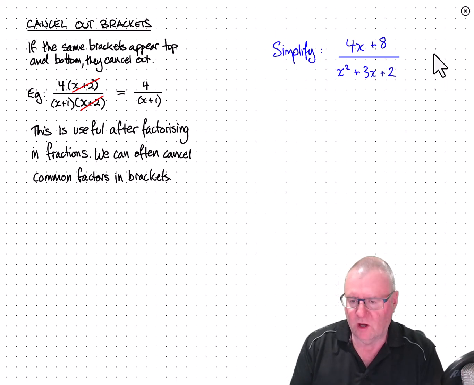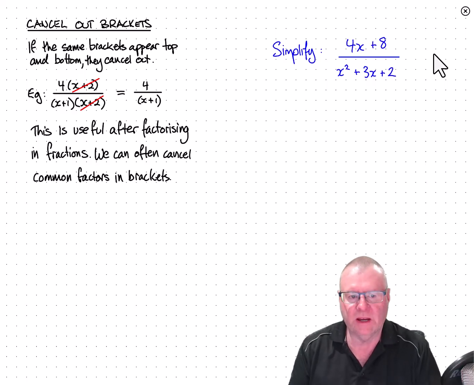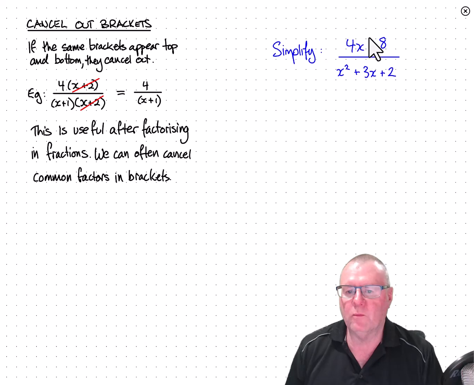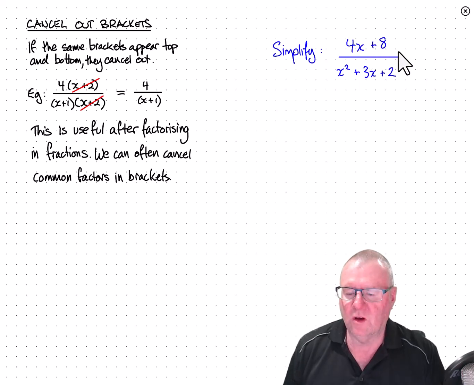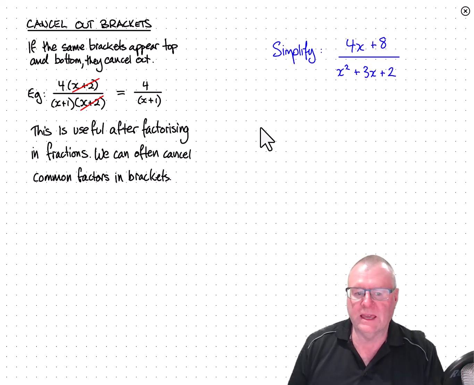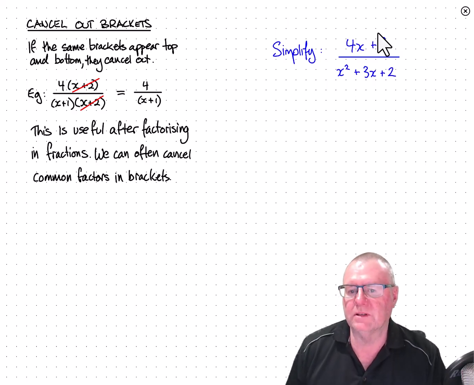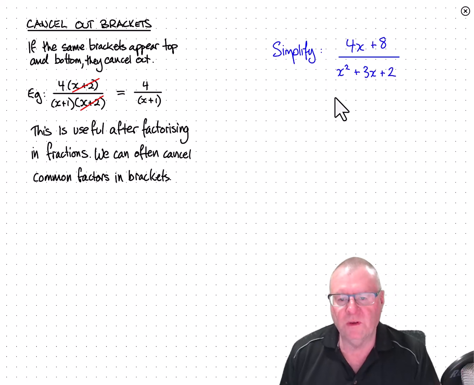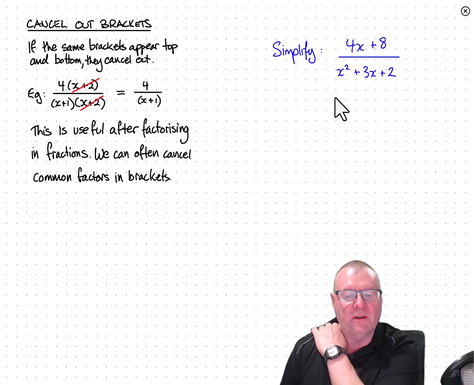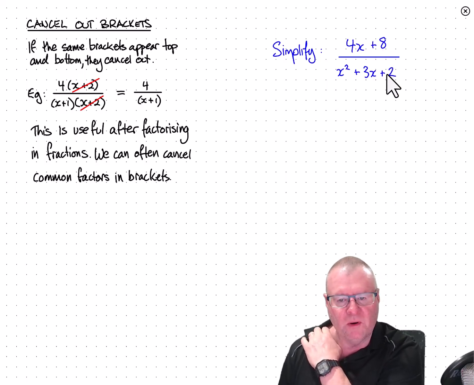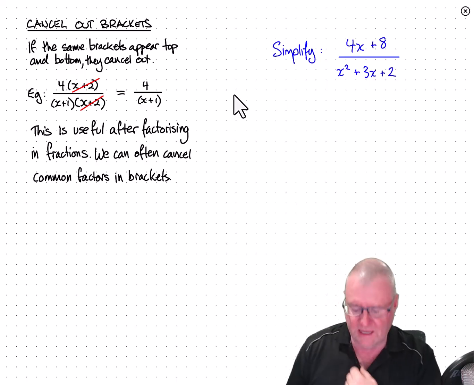It might be common factors, it might be a monic quadratic, a non-monic, it might be perfect squares. Something that's going to end up, once we factorize the top and the bottom, there'll be some things I can cancel out. So let's have a look at this, for example. I've been asked to simplify this algebraic fraction. Nothing is obvious there that I can cancel out, but if I factorize the top and factorize the bottom, then I might find some things that cancel out.